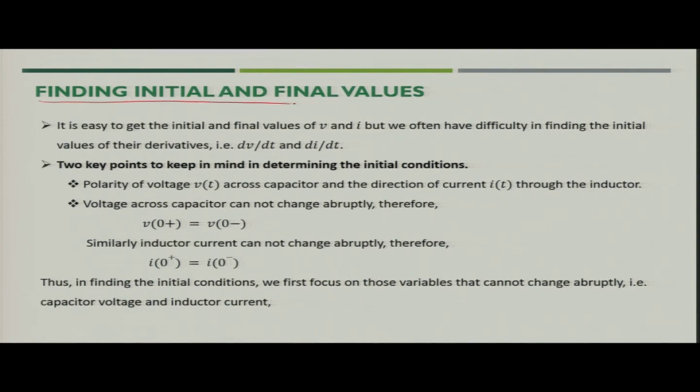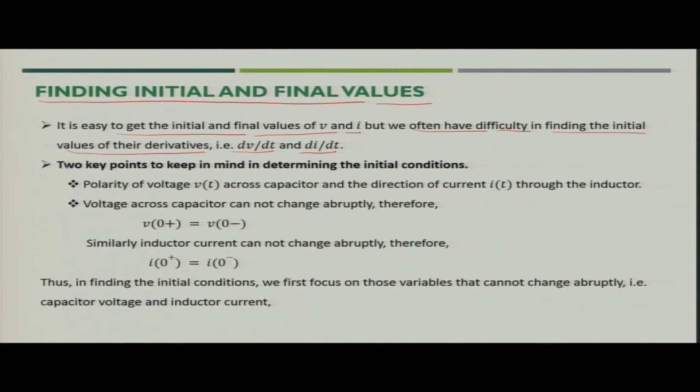Now, the first thing we have to understand is how we will find the initial and final values for these types of circuits. We know it is easier to find the initial and final values for V and I, because you can derive them just by inspection of the circuit at time t equal to 0 or time t tends to infinity. But it is a little more difficult to find the initial values of their derivatives, that means dv by dt or di by dt.